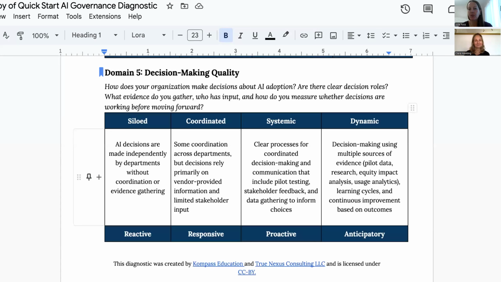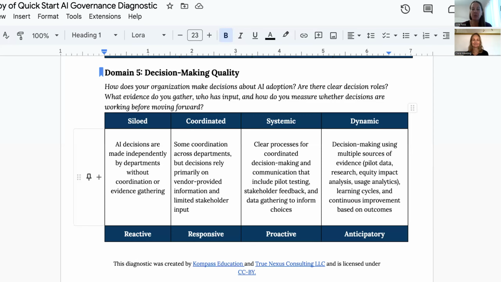Sure. So, we've alluded to the human part of this before, right? But really thinking about how your organization makes decisions, and especially about AI adoption. Are there clear rules for decision making? Is there a coordinated approach to that? What's the process for gathering and reviewing evidence? What are the thresholds you have set in place for when decisions need to be made versus when you're discussing them and continuing to learn about them? What kind of impact data are you using to evaluate the effectiveness of your decisions, right?